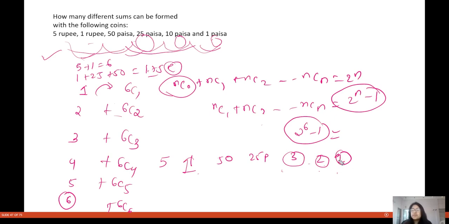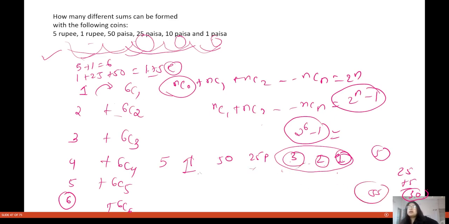Why? Because if you consider this 2 plus 1 plus 3, this will become 5. So when you are doing 25 plus 5, this will become 30, or this will become 55. Now when you are adding these, some will lead to double counting, so we have to subtract that. So be very careful when you add these kind of things. Now I hope you are very clear with this.